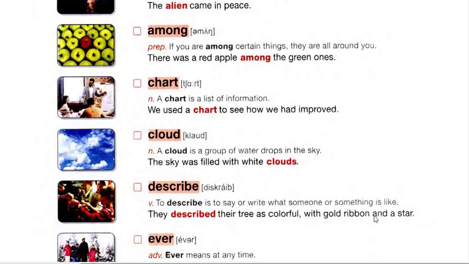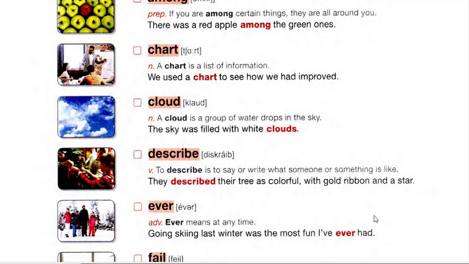The next word is chart. Chart means list یا جدول. This is a noun. A chart is a list of information، لیستی از معلومات است. We use a chart to see how we had improved، یک چارت یا لیست را استفاده کردیم تا ارزیابی کنیم چقدر پیشرفت کردیم.